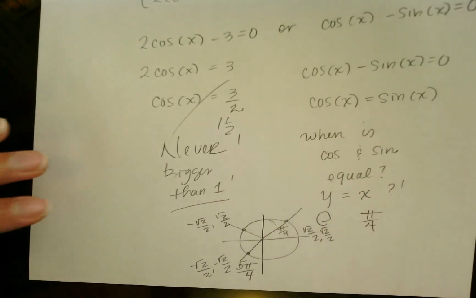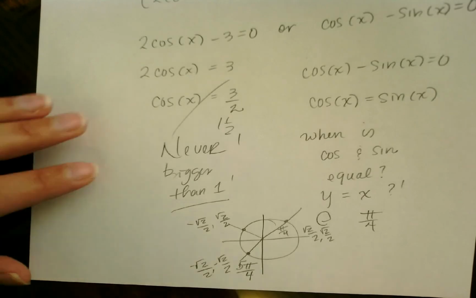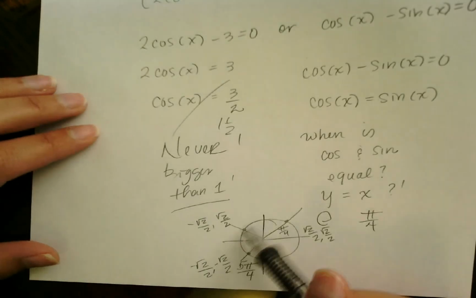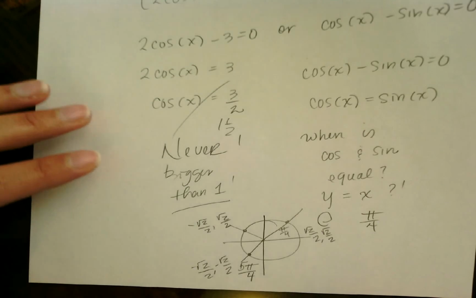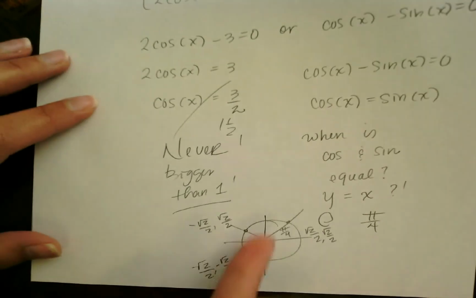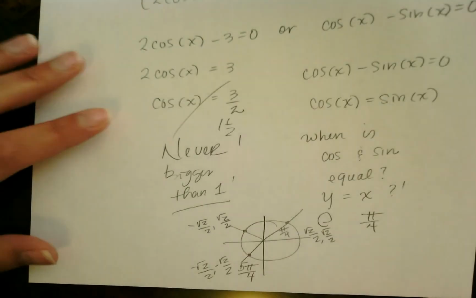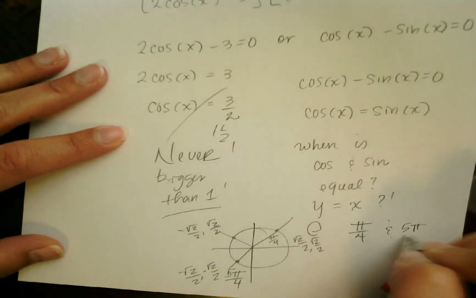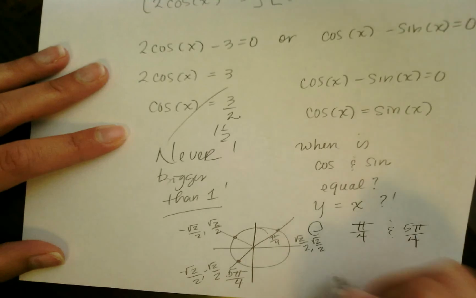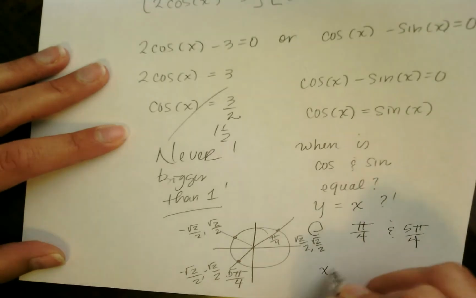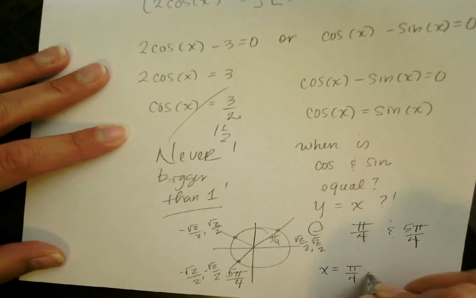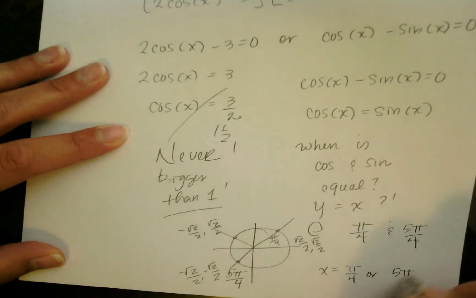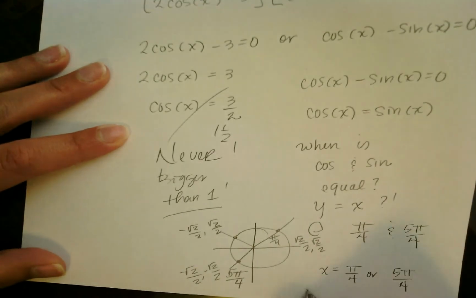What was I thinking? I don't know what I was thinking, Logan. 1, 2, 3, 4, 5. Good job. What was I thinking? 4 pi over 3. That's what I was thinking. Alright, so at pi over 4 and 5 pi over 4, they're the same. So our variable at x equals pi over 4 or 5 pi over 4. And this was only primary, so we don't need the 2 pi k.